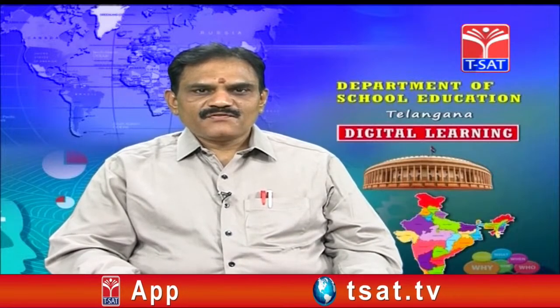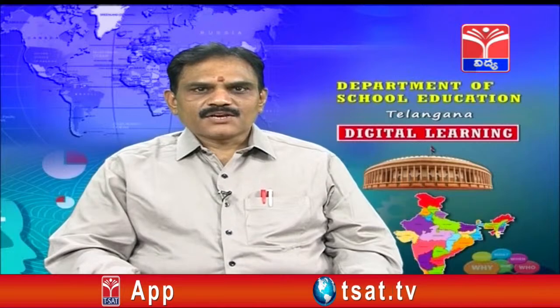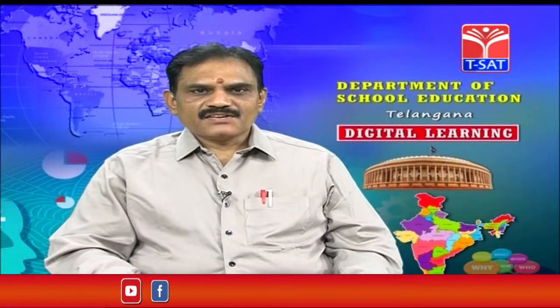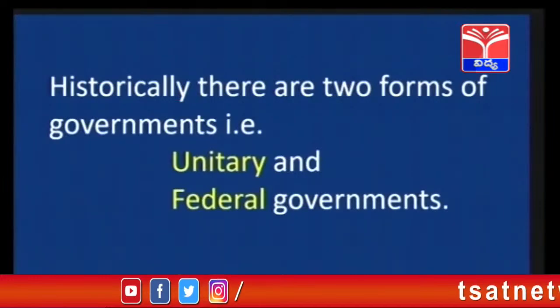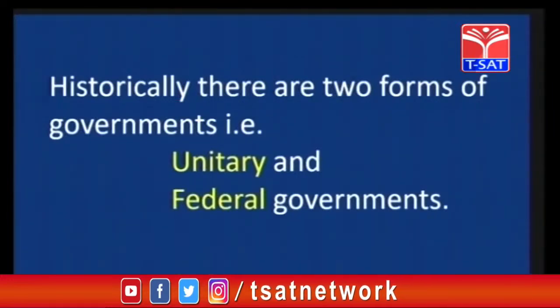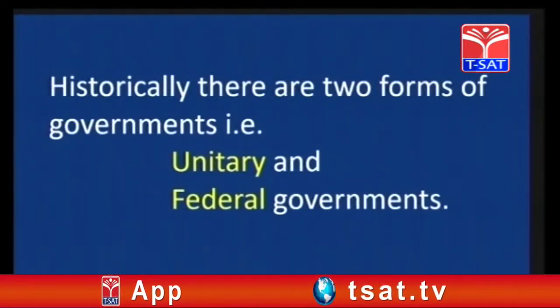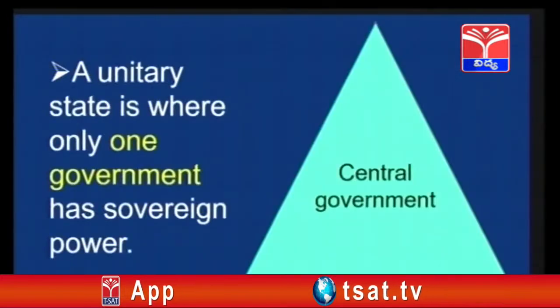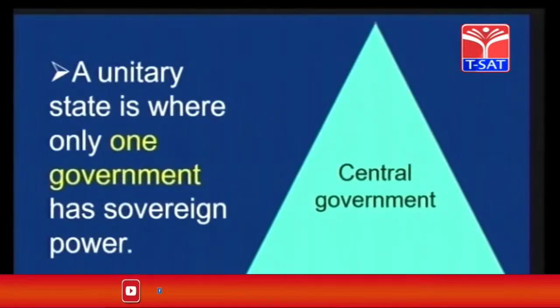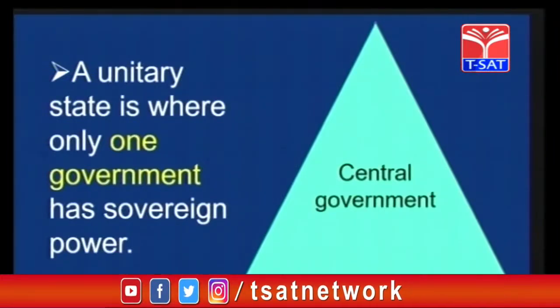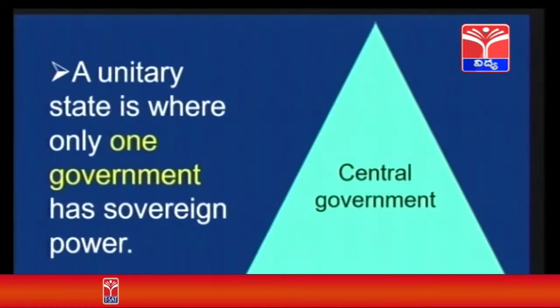Now let us see another feature of the Indian Constitution, which we call federalism. Historically, there are two forms of government: unitary and federal governments. A unitary state is where only one government has sovereign power. Meaning there is only one government in total, with no separate governments. Only one central government will be there, ruling the total country.